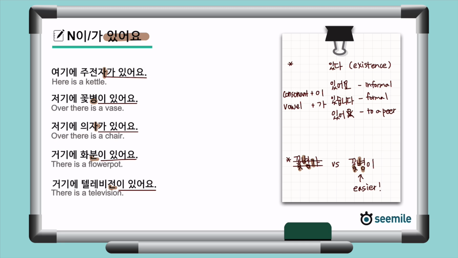Now repeat after me. 여기에 주전자가 있어요. 저기에 꽃병이 있어요. 저기에 의자가 있어요. 거기에 화분이 있어요. 거기에 텔레비전이 있어요.